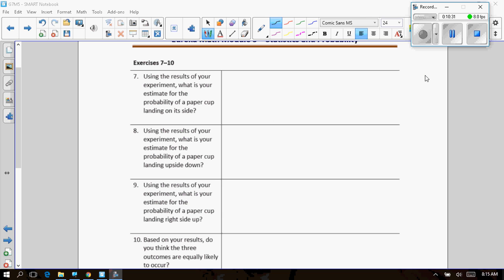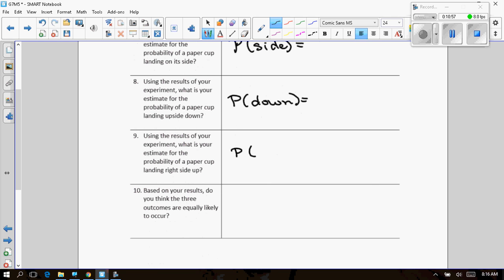So now that your experiments are done, let's go over and try to figure out what's going on here. Using the results of your experiment, what's your estimate for it landing on its side? We're going to write the probability of landing on its side. I'm going to move on here, but you guys will fill this in. Then for part 8, we want the probability of landing down. And of course, 9 is the probability that it lands up. Based on the results, do you think they are equally likely or not equally likely?